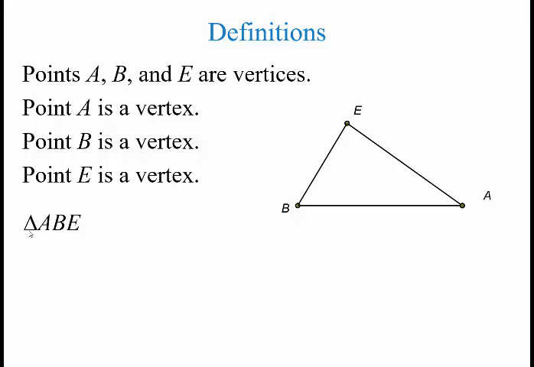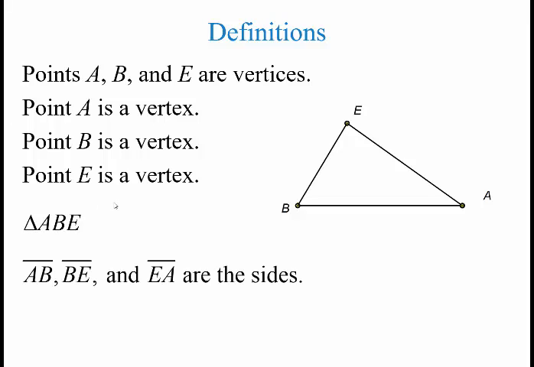We can write this as triangle ABE, like that. It can also be written other ways. You can call it triangle BAE or BEA. It doesn't matter. But whenever you see this notation here, that means a triangle. And then the segments, AB is a segment, BE is a segment, and BA is a segment. These are the sides of the triangle.